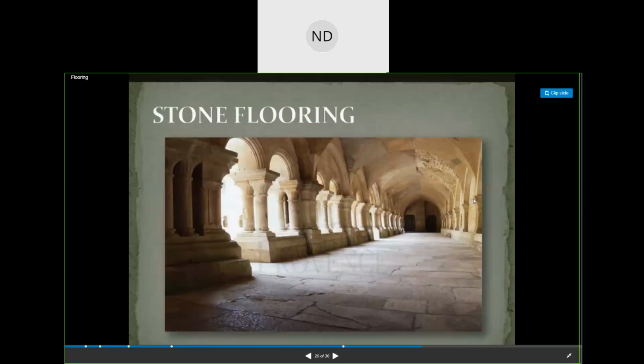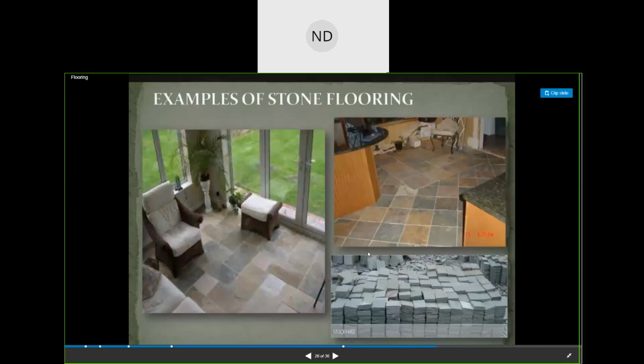Then we have stone flooring. These are made up of stone. When your flooring is made up of stone, these are your examples of stone flooring.